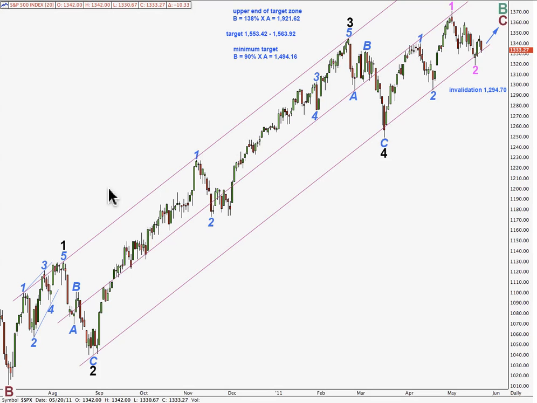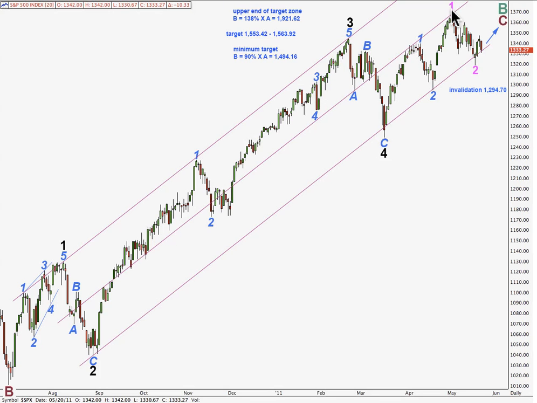Within wave 3 black, there's a nice ratio between 5 and 1. 5 is just 2.61 points short of 0.382 the length of wave 1. The third wave was reasonably close to 0.618 the length of 1, but not close enough to really say that that's a decent Fibonacci ratio.